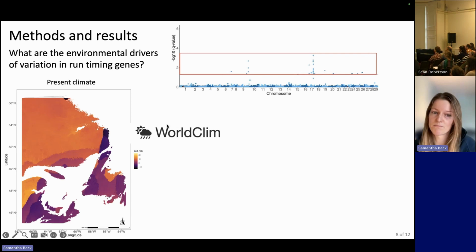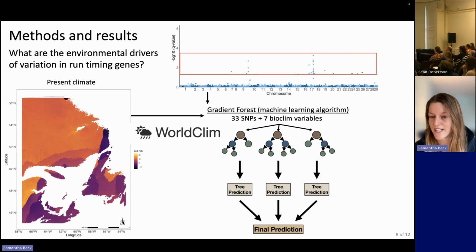And we'll use a database which pulls out 19 bioclimatic variables that are known to be important for biodiversity. So we'll take this data and plug it into a machine learning algorithm called a gradient forest. We've got 33 SNPs and 7 uncorrelated bioclim variables. What this does is build multiple forests, and at each bifurcation, it takes a different environmental variable and looks at how the allele frequency changes. So you've got these multiple forests, and they build decision trees and come up with their own independent tree prediction of the best environmental variables that explain your phenotype, so run timing. And then from that, you get a final prediction, and that's your most important variable to explain run timing.